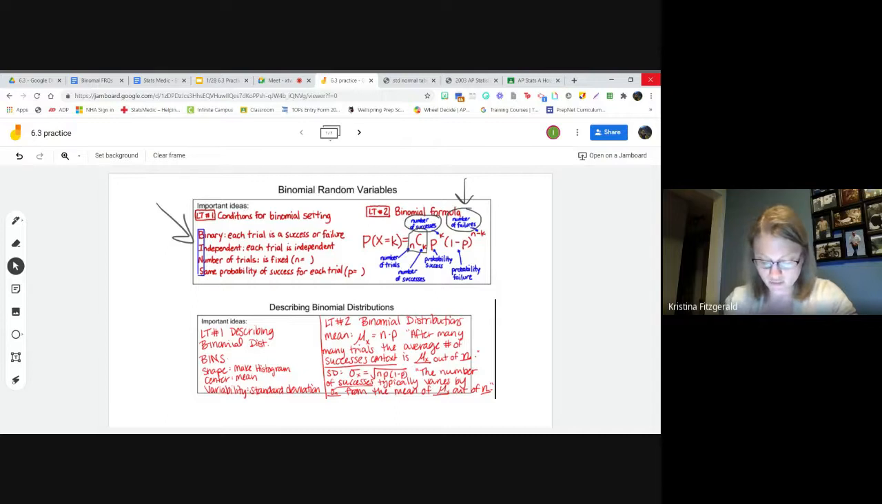Then what we did is we looked at basically how to describe a binomial distribution. Essentially, once you know if something's binomial, you have a formula for calculating the standard deviation and the expected amount, or the mean. And those are given here. So sometimes you have to use those once you know it's binomial to figure out where the distribution is centered at and how much it varies by.